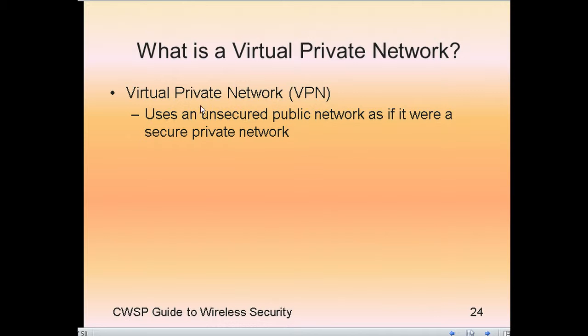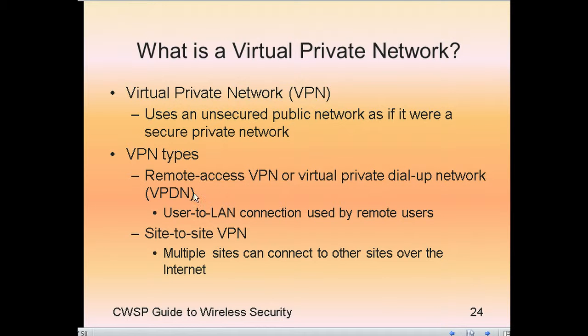A virtual private network uses the unsecured internet, and it encrypts the transmissions so that we can go from point A to point B and have a secure connection. VPN types: remote access VPN for virtual dial-up.